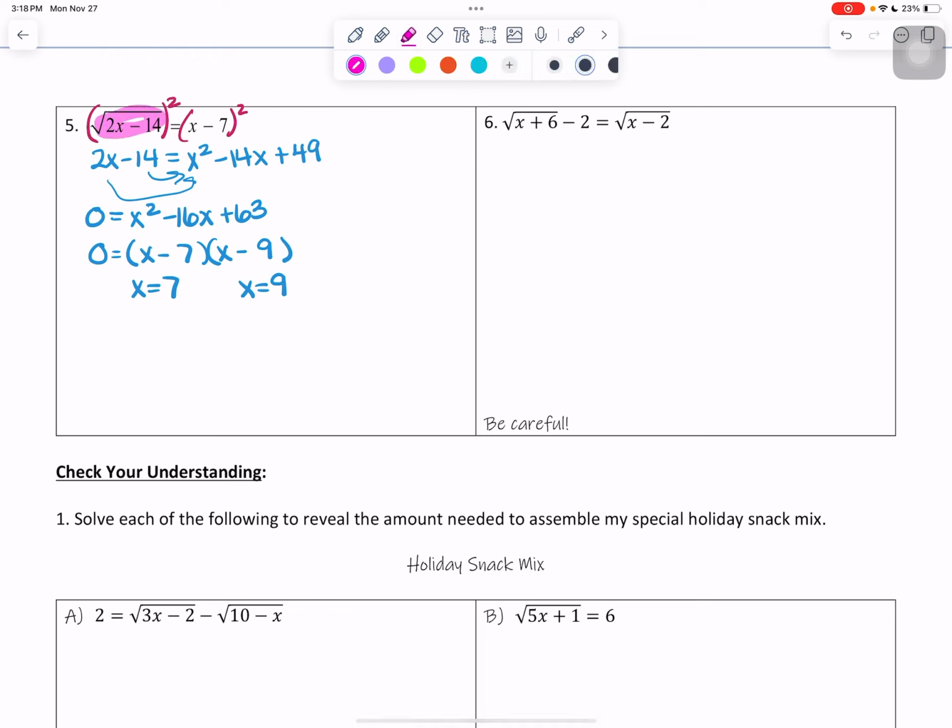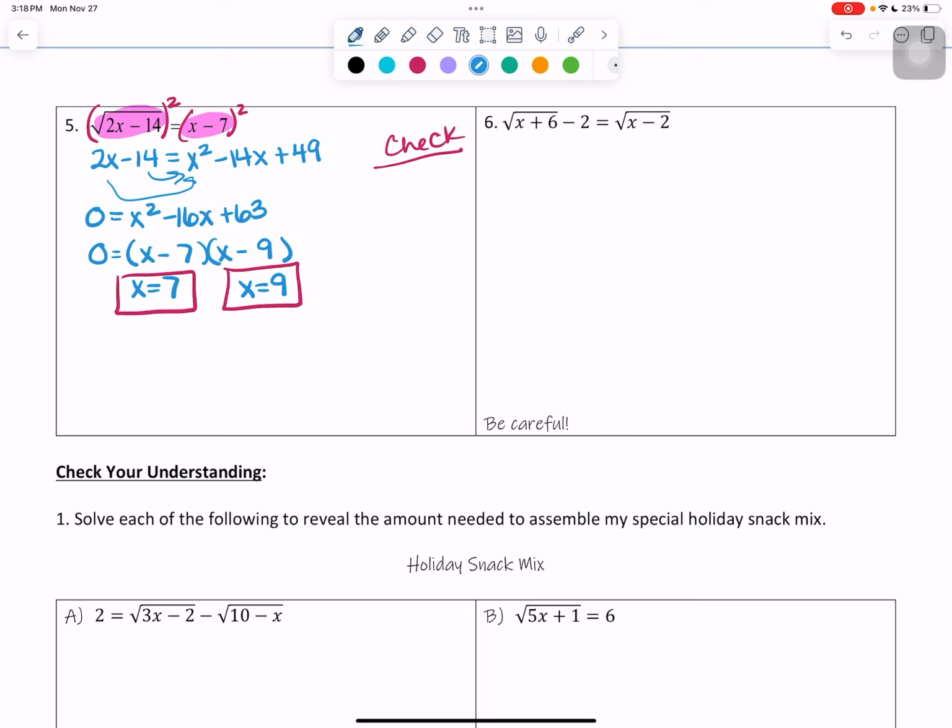So either graph this side and see where they intersect, or plug both of them in and do your check. Okay. I will tell you, you don't always have extraneous solutions. And in this case, they both work. So I have an answer here and I have an answer there. Okay. Now, this next one is where it gets a little tricky.